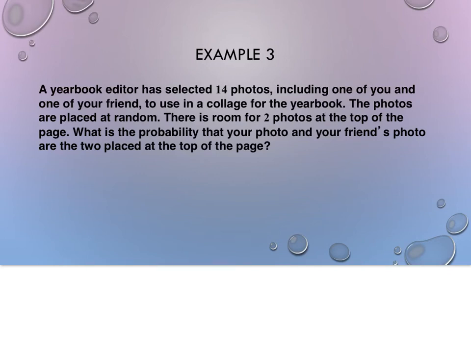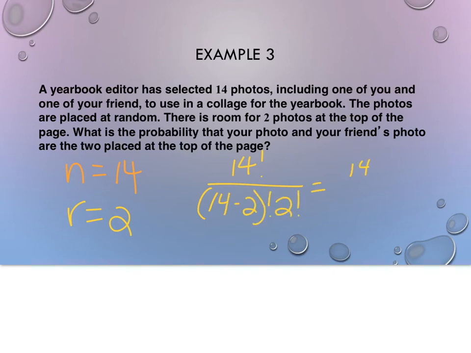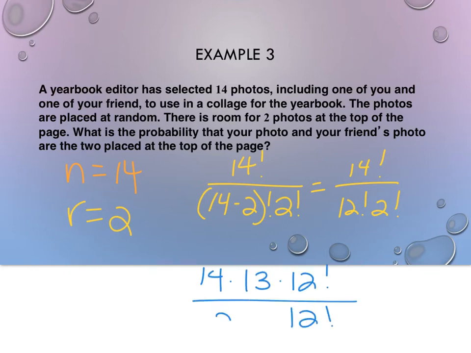So decipher this for me. n is 14 and r is 2. So 14 factorial over 14 minus 2 factorial times 2 factorial. Really not that bad, right? Because I can break 14 down: 12, and this is 2 times 1, so those are gone. 7 times 13.